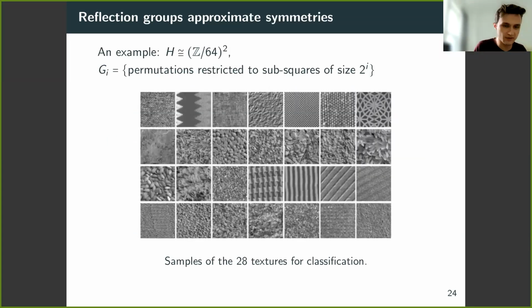So here's the example. We've got some textures here, and each texture has a symmetry, which is that I can translate it in the 2D plane, and it's still the same texture. I can rotate it around vertically or horizontally, and I still have the same class of texture. The classes are the same.